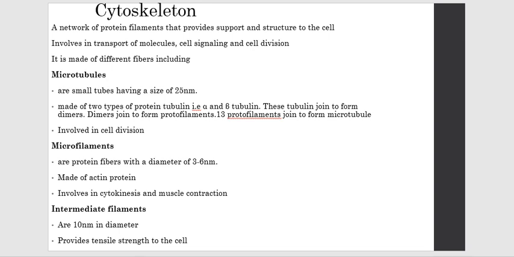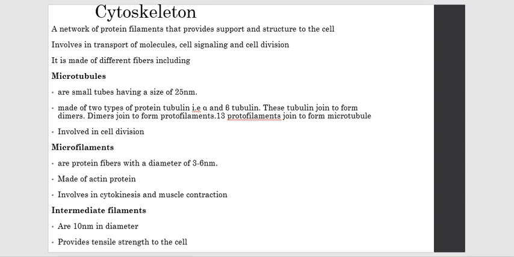Microtubules are basically small tubes having a size of 25 nanometers. They are made up of two types of proteins, alpha tubulin and beta tubulin. These tubulins join to form dimers, and dimers join to form protofilaments, and 13 protofilaments are present in a particular microtubule. So you can see how complex the structure of a microtubule is, which itself is very small, and they are involved in cell division.